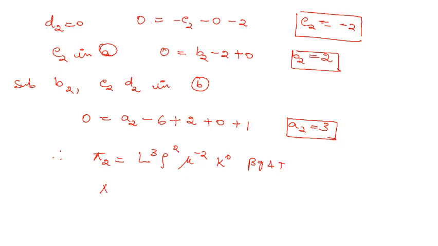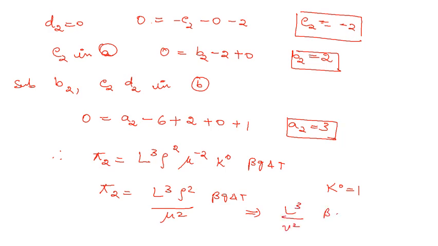In short, I can write this pi 2 term as n cube rho square by mu square into Bg delta t, because k to the power 0 is equal to 1. I can also modify this as L cube by mu square into Bg delta t, and this is nothing but the Grashof number. So the pi 2 term is a Grashof number. We are left with the pi 3 term. Let us do that one in the next slide.